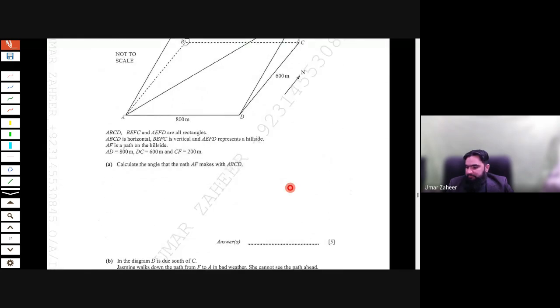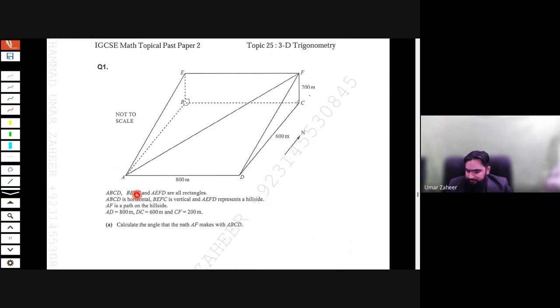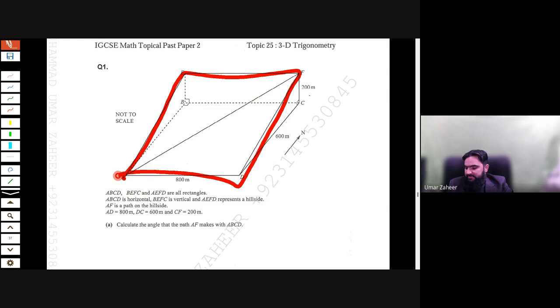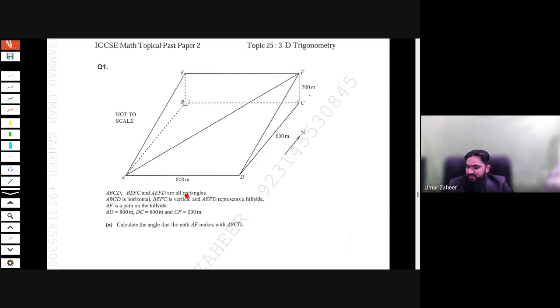All right. We have to start from the first question. Now here he says that ABCD is a rectangle. BEFC is a rectangle as well. AEFD is an inclined rectangle as well. And he says that it is horizontal and it is vertical, means this angle is going to be 90 degrees. It is given. And it is going to be hillside. The lengths of these will be similar. You have to find the angle AF makes with base ABCD.